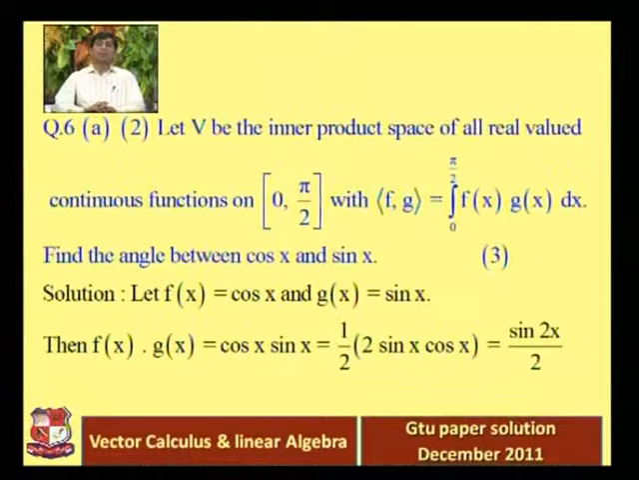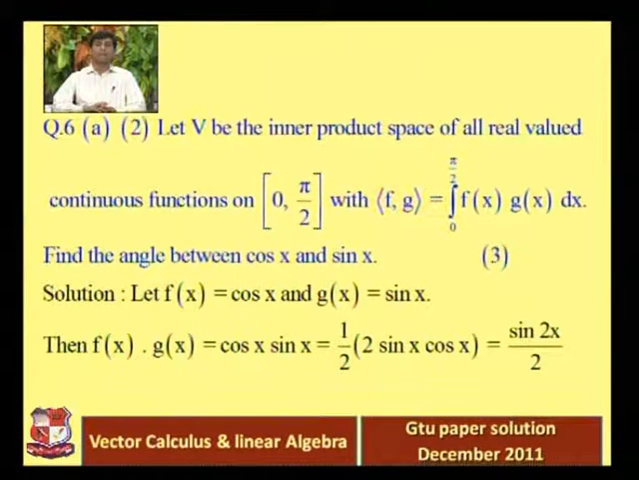Let V be the inner product space of all real valued continuous functions on [0, π/2] with inner product ⟨f, g⟩ equal to the integral from 0 to π/2 of f(x) g(x) dx. Find the angle between cos x and sin x.